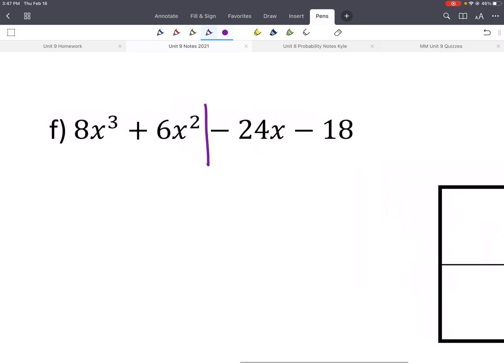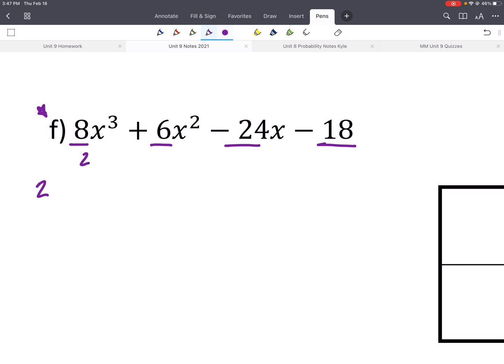So we just look and say, well, what's the greatest common factor? But wait, Mr. Warner, there is a greatest common factor that we should do first. So if we look at 8, 6, 24, and 18, it looks like we could divide everything by 2.